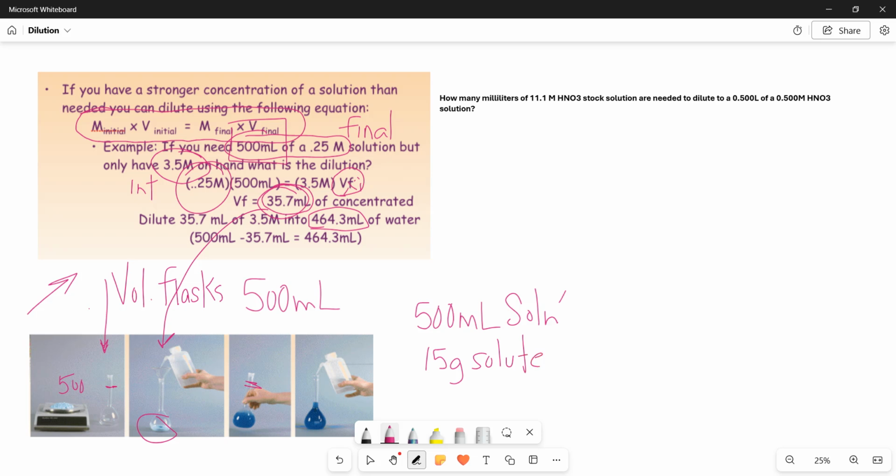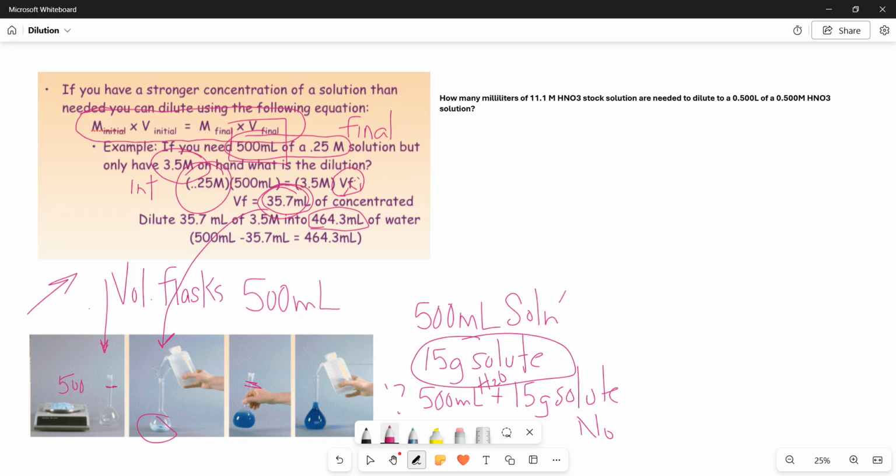The question is often asked, do I add 500 milliliters of water to the 15 grams of solute? And the answer is no, absolutely no. Because this 15 grams of solute is going to take up some of the volume of that 500.